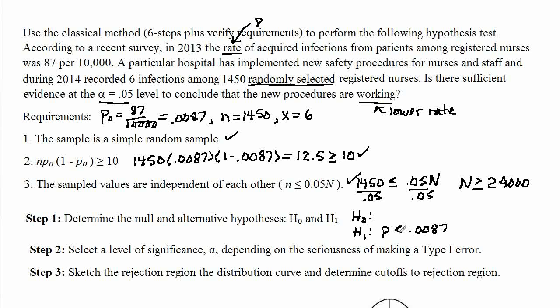If there's not sufficient evidence to conclude that, then we're just going to conclude the null hypothesis, which is that the proportion equals 0.0087. Remember, null is always stated as an equal. Next, select our level of significance. That was given to us as alpha equals 0.05.